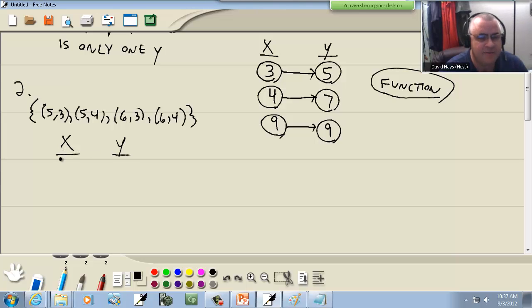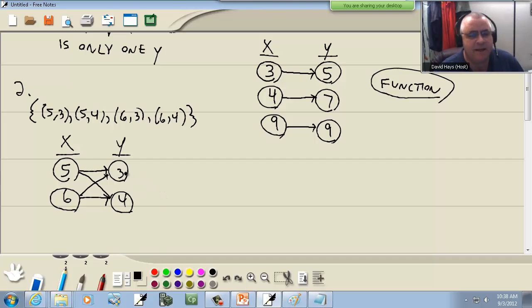Again, I write down my x values, not repeating any. So I got 5 and I got 6. And I write down my y values. I got 3, 4, 3, 4, so I got 3 and 4. Draw a line between them. 5 maps to 3. 5 maps to 4. 6 maps to 3. And 6 maps to 4.